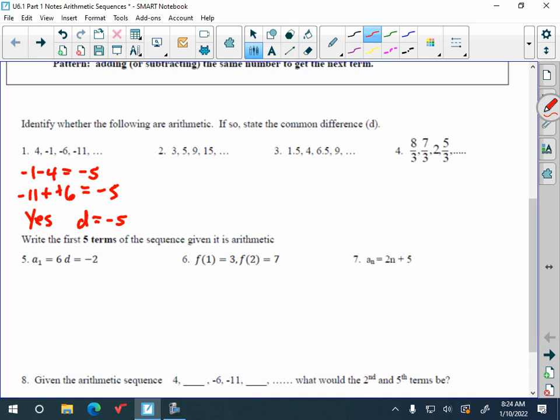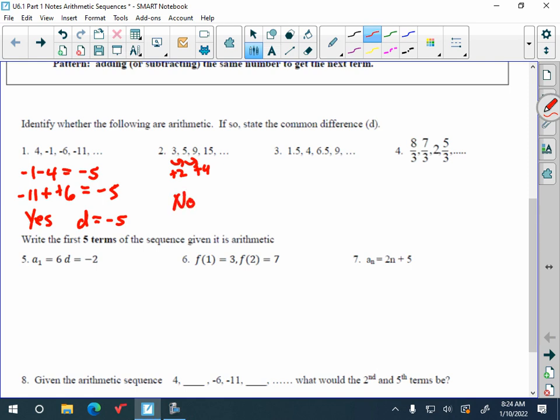All right, now some sequences you could just look at it real quick and see what the pattern is if you're adding the same number or subtracting the same number. Others are a little bit more difficult, like I said. So on number 2, is it arithmetic? Are we adding or subtracting the same number to get from one term to the next? No, because to get from 3 to 5, we're adding 2. But to get from 5 to 9, you'd have to add 4. And as soon as it skips like that, it doesn't stay consistent, it's not arithmetic.